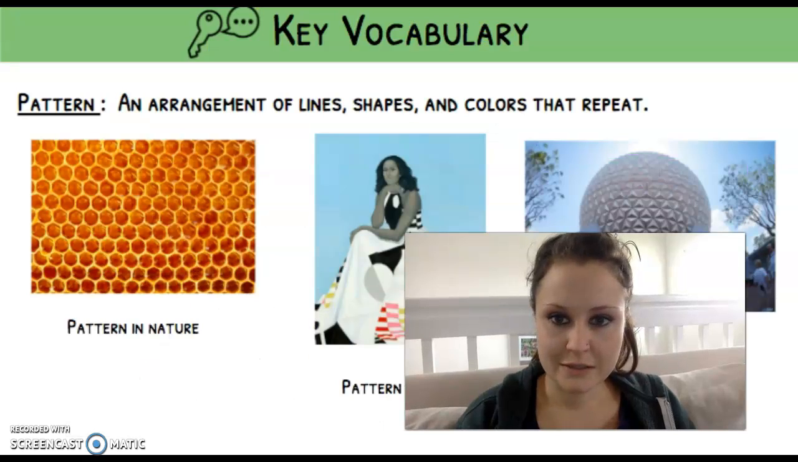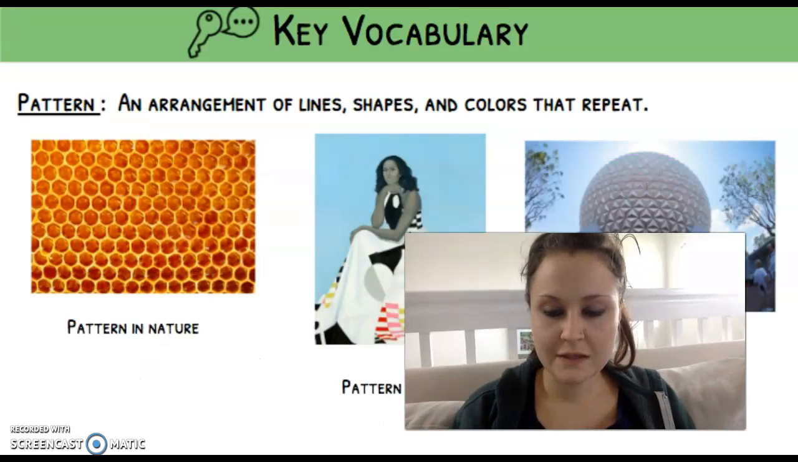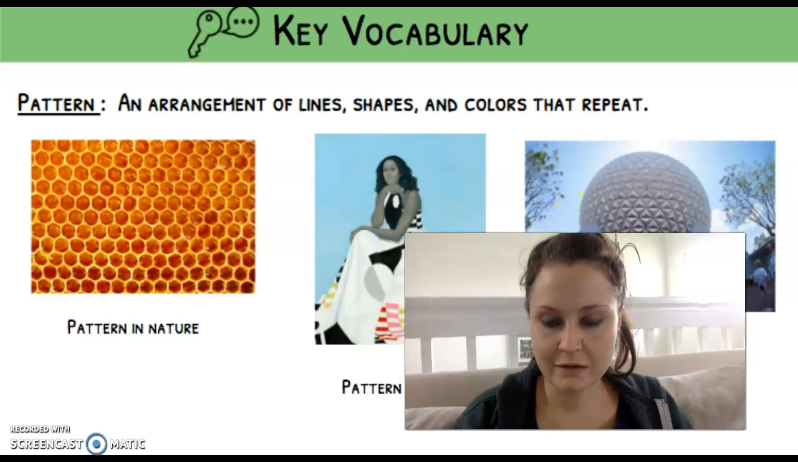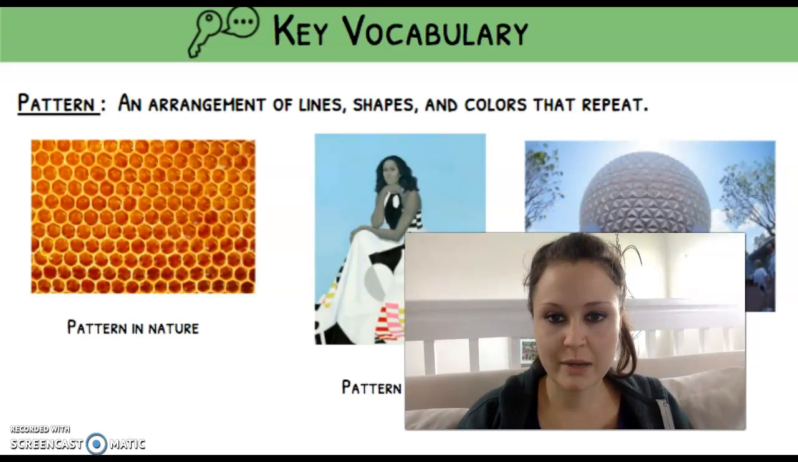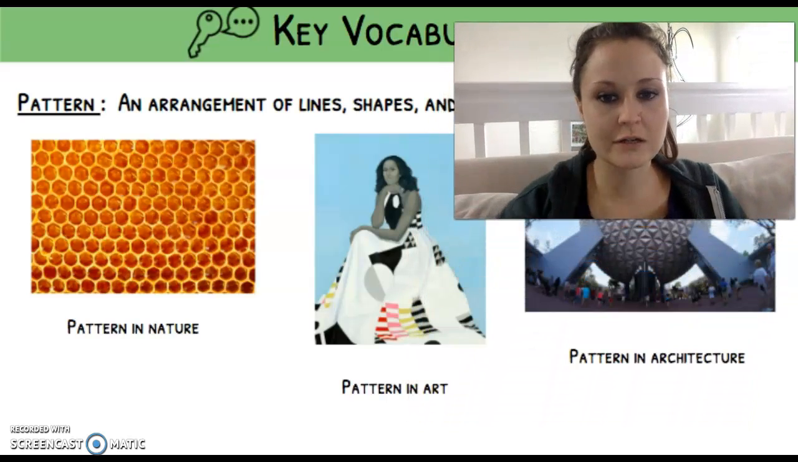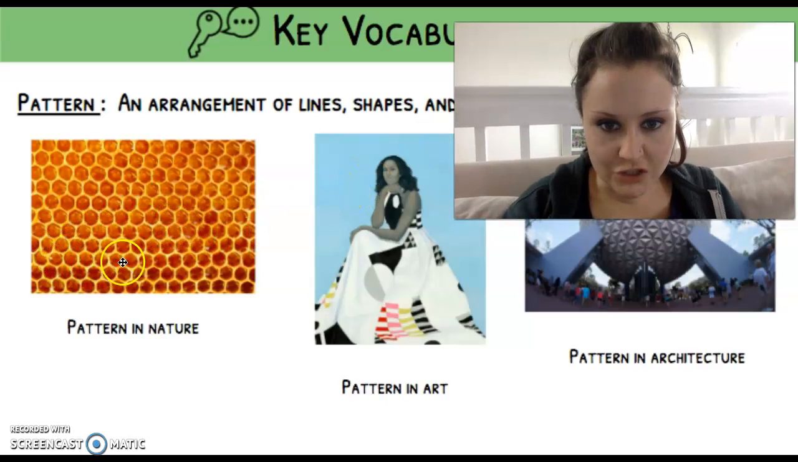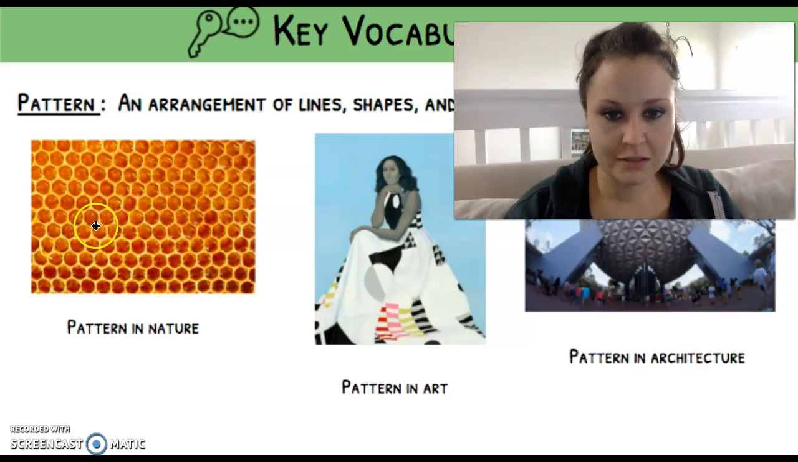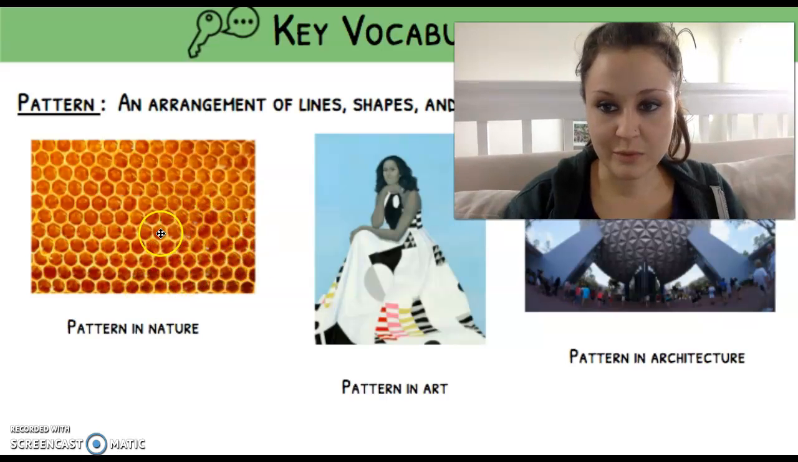All right, so some things that we're talking about today that are important are a pattern, which we said was line, shape, and colors that repeat in a work of art. Here's a pattern in nature. What do you see happening here? Looks like honeycomb from a beehive, right?